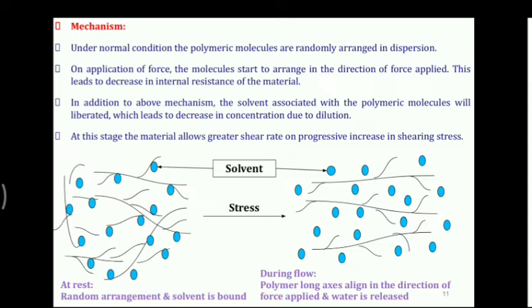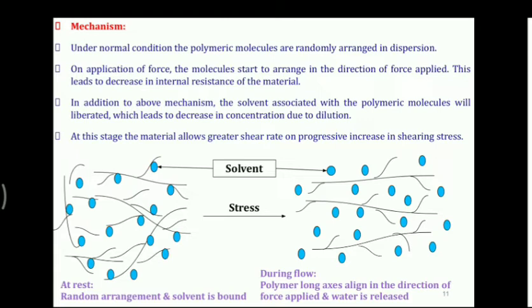The word polymer is derived from two words: poly means many and mers means units. So when many small units join, whether in a linear segment or in a branched segment, it is called a polymer. So the characteristics of the polymer you have to remember.